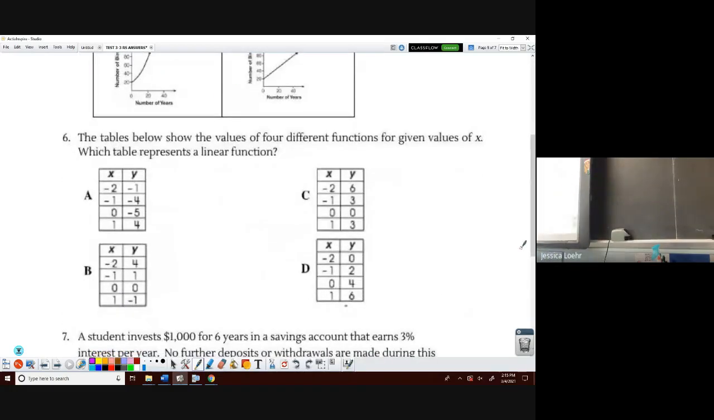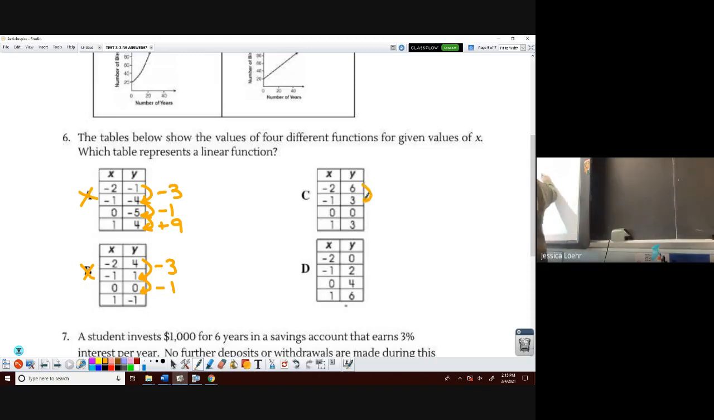Number 6 was asking which one is a linear function. So you have to check and see, again, linear, constant rate of change, going up or down by the same amount each time. So here, to get from 1 to -4, I subtracted 3. Then I subtracted 1. Then I added 9. That's not linear. I'm not adding or subtracting the same amount each time. For B, I subtracted 3, then I subtracted 1. Already, that's not linear. It's not adding the same amount each time.